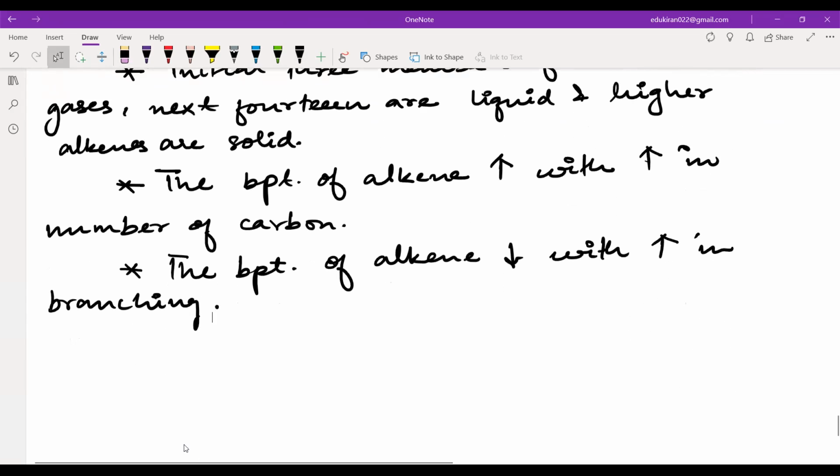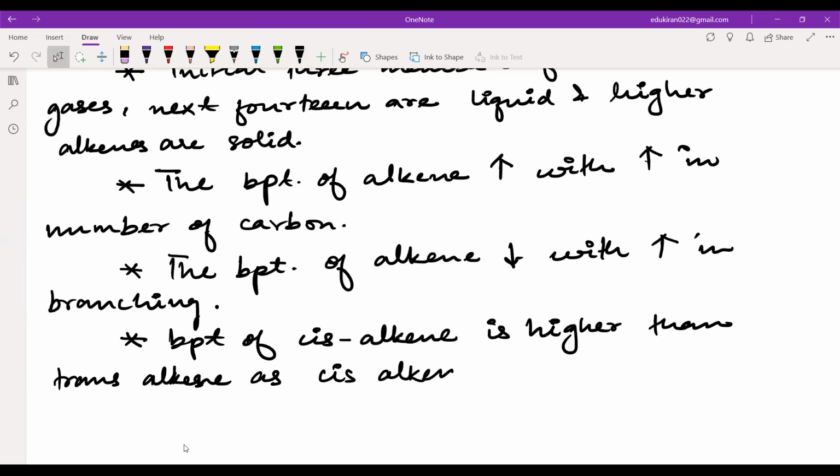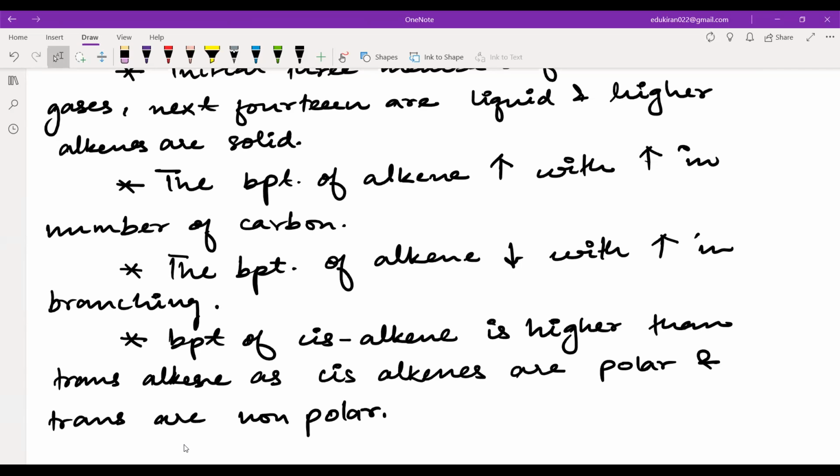Now, the next important point: the boiling point of cis alkenes is higher than trans alkenes, as cis alkenes are polar and trans are non-polar. We will show how it is non-polar. Okay, write this down. Cis are polar and the trans alkenes are non-polar.